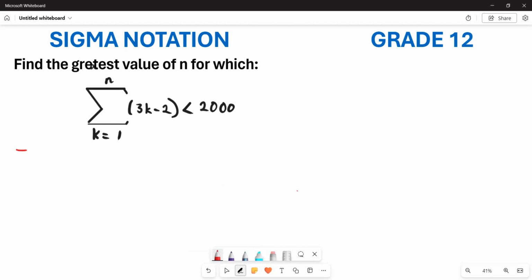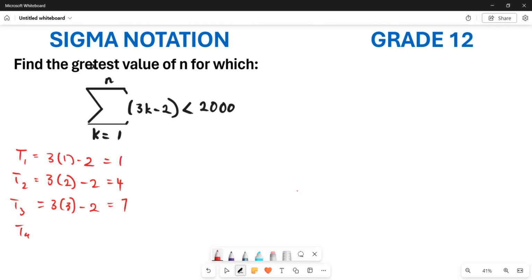We already know that our term 1 is given by this one. This is the same as 3 into 1 subtract 2, and the answer is 1. Term number 2 is given by 3 into 2 subtract 2, which gives you 4. Term number 3 is given by 3 into 3 subtract 2, which gives you 7.